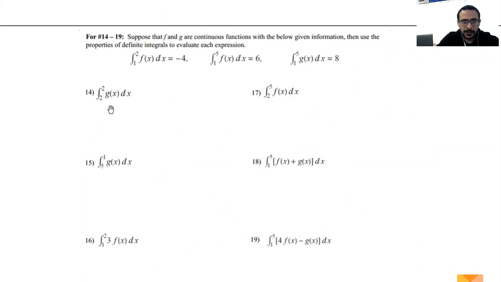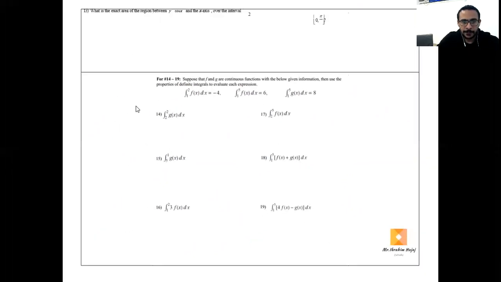In number 14, from 2 to 2. Do you remember this? I did this property, it's directly equal to 0, because it's the same limit. Over the same property, same limit from a to a for any function f of x dx is directly 0, because it goes from 2 to 2, the same place. You can write the properties above. This is one property, okay?